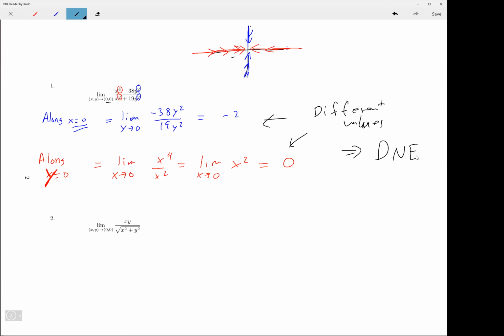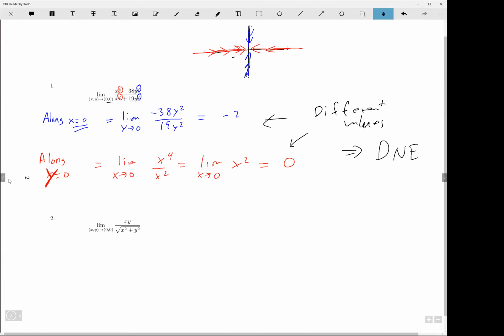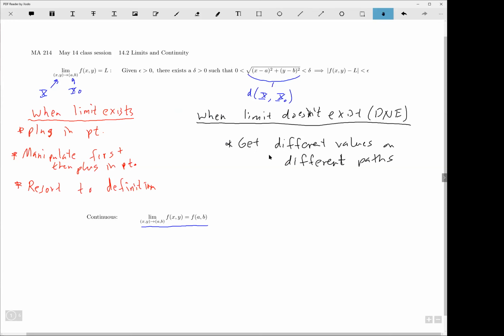Okay, so that's an example. Now, if I had gotten the same limit for both of these, it doesn't mean that the limit exists. So that's an example of how to show that the limit doesn't exist. You get different values along different paths.